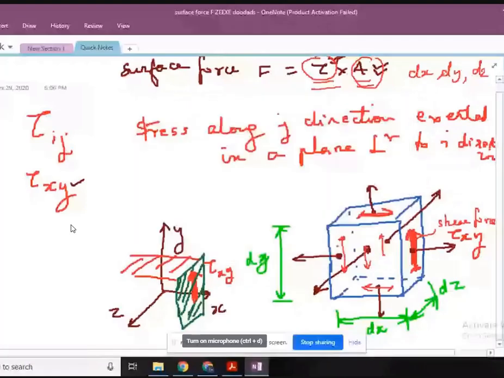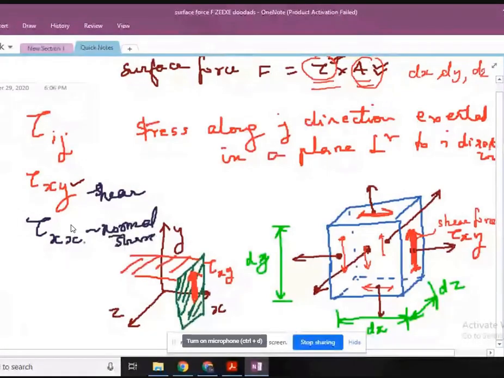Don't worry. So this is shear stress, and this is normal stress. We are interested in finding both of these. According to this notation, this has to act in the x direction, and the plane on which it is acting is also perpendicular to the x direction. So it has to act along the x direction, and the plane on which it is acting should be perpendicular.